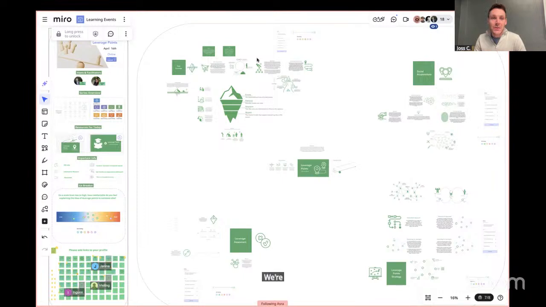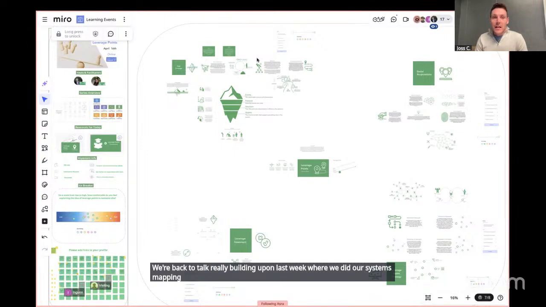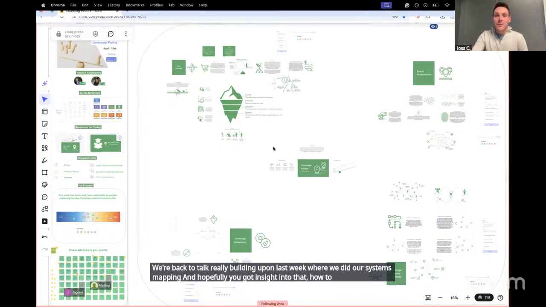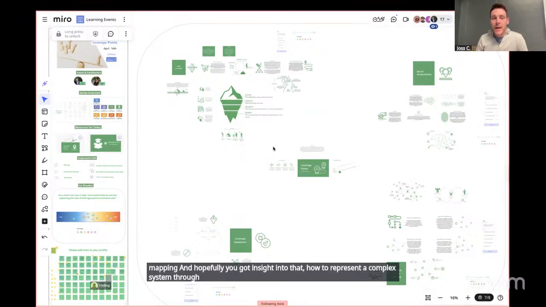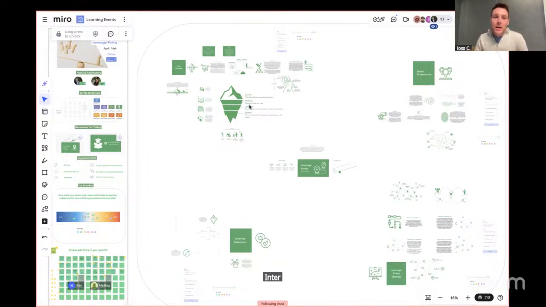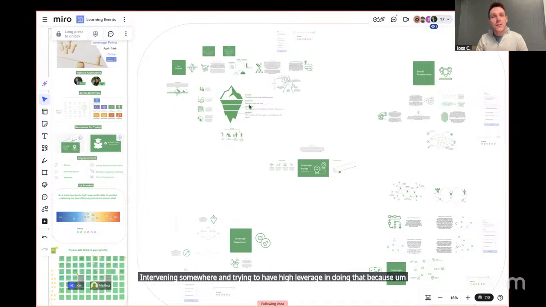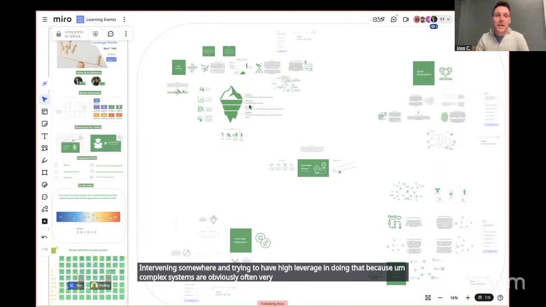We're back to talk, really building upon last week where we did our systems mapping. And hopefully you got insight into how to represent a complex system through these different diagrams, maps and causal loop diagrams. And today should really build upon that. We have that systems map, and now we want to think about intervening somewhere and trying to have high leverage in doing that, because complex systems are obviously often very, very large and very complex. And if we don't find these high leverage points, our best efforts and intentions are unlikely to go very far.